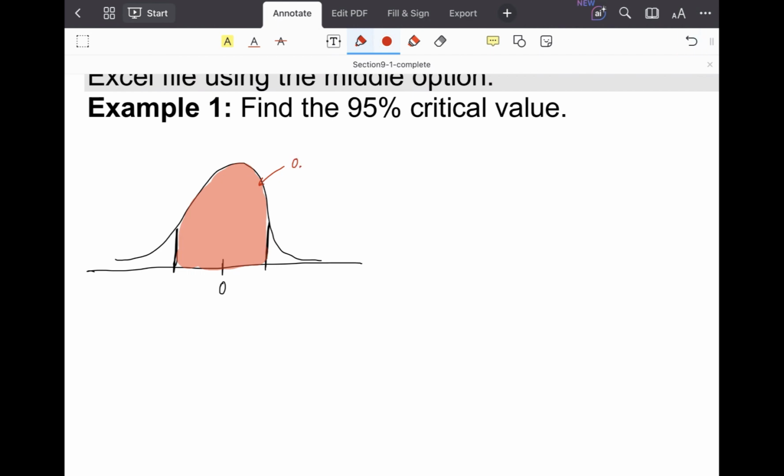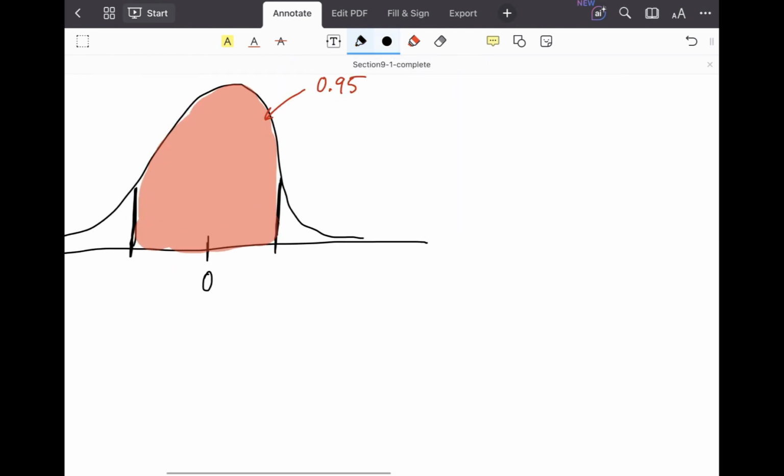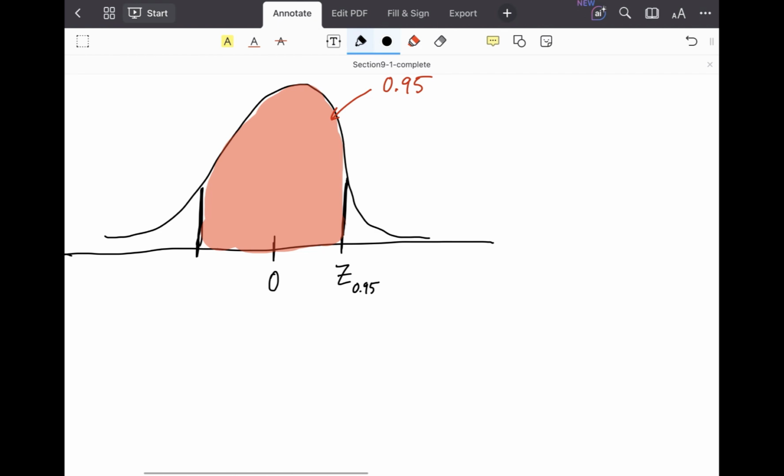Then you put it in decimal form. The way to denote this, this would be the positive Z, and I'm just going to put 0.95, subscript it with the probability, and this one over here on the opposite side of 0, negative Z, 0.95.